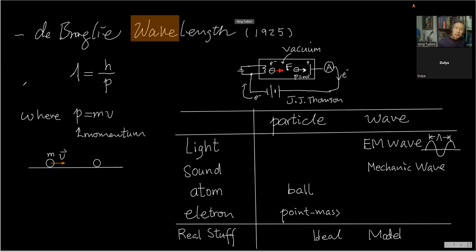So return to the de Broglie wavelength. So what does it mean? Can you tell me? So we assume, for example, that we are studying an atom. When we study an atom, we can use a ball or particle, right? So all of these are models. But these models are very accurate in describing the real stuff.